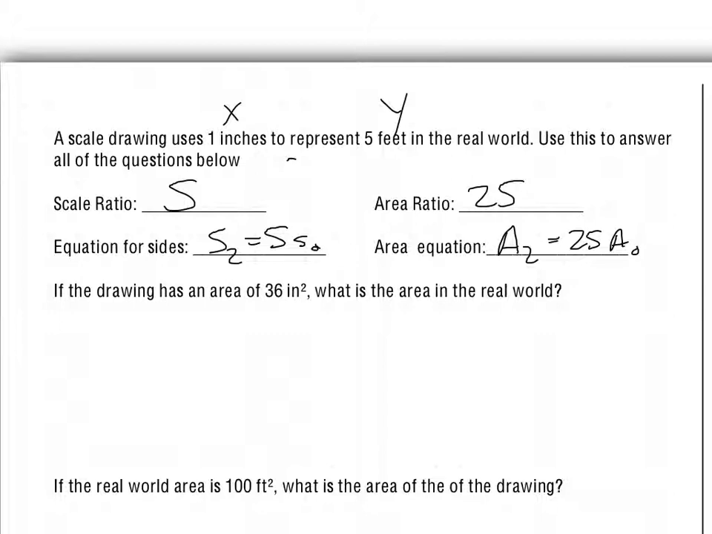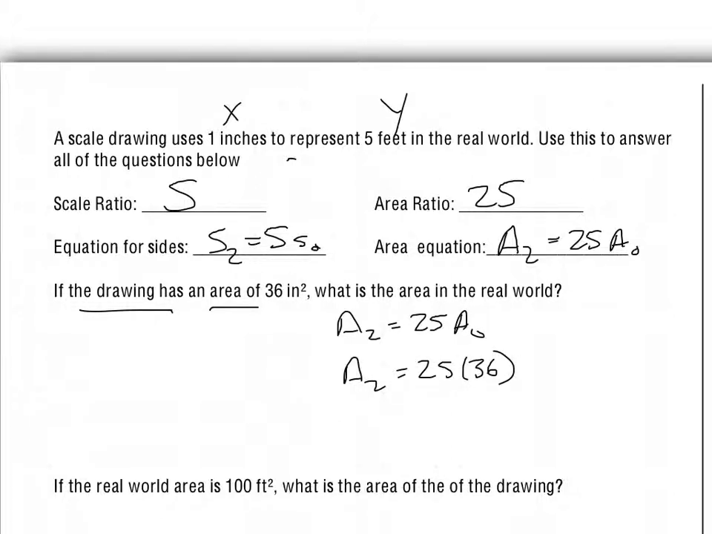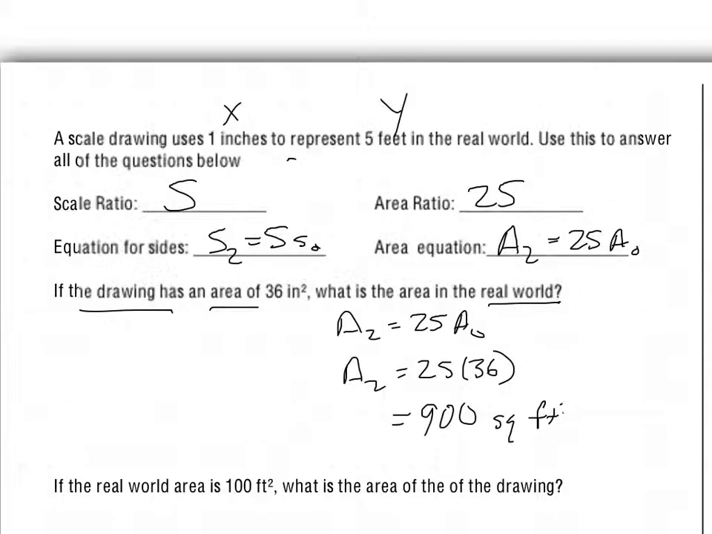Alright, so if it says the drawing has an area, I'm going to be using my area equation. Area 2 is equal to 25 area 0. The drawing has an area of 36 feet. Alright, so A2 is equal to 25 times 36. Doing some of that math, this is going to be equal to 900. Looking at our units for real world, should be square feet, feet squared, whichever way you want to write it.